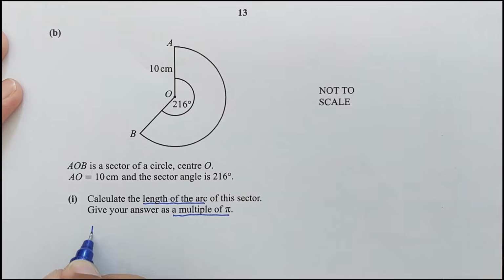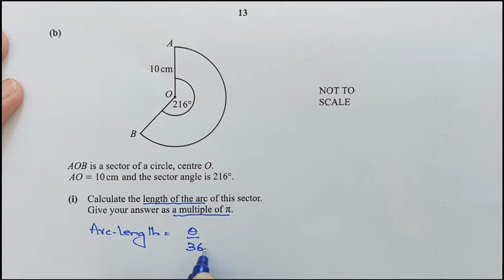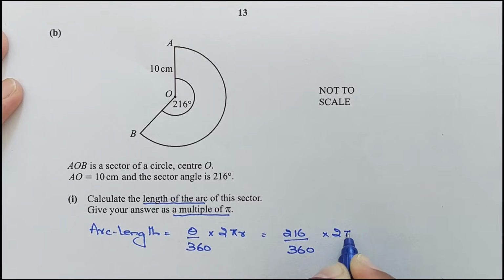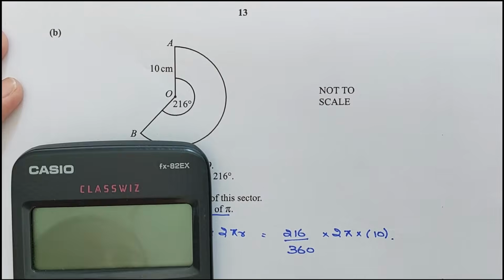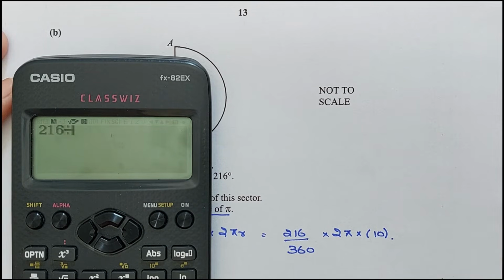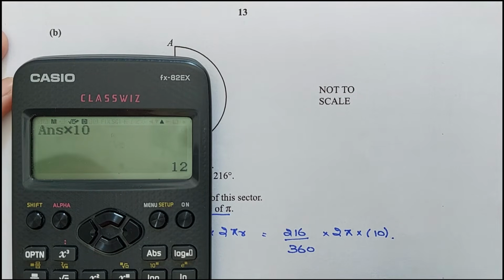Length of arc. We have the formula for arc length. The angle is given as theta in degrees, so the formula is theta over 360 times 2 pi r. Theta is 216, so 216 over 360 times 2 times pi, and the radius is 10. We have to keep the answer in terms of pi. So 216 divided by 360 times 2 times 10 is 12 pi.